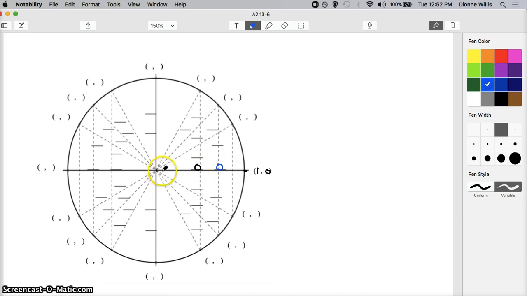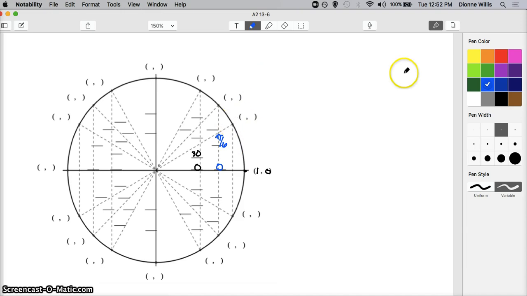If I move on to this next angle here, this angle represents about 30 degrees. And so I'm going to put 30 degrees here. And if you remember, 30 degrees is pi over 6 in terms of radians, right? And so let me be consistent, do my radians in blue. Pi over 6 will go here.